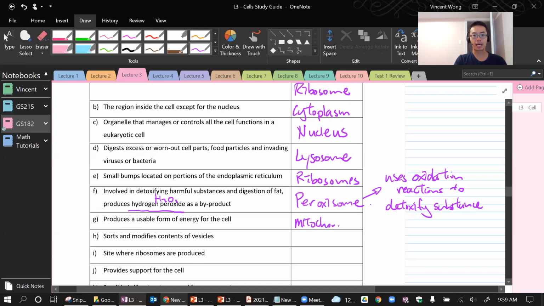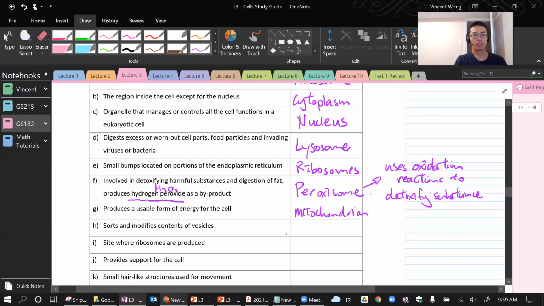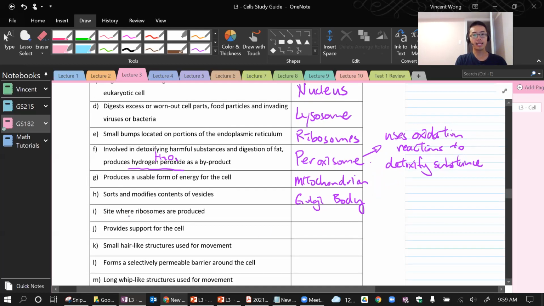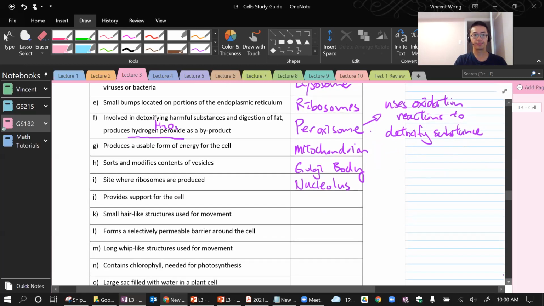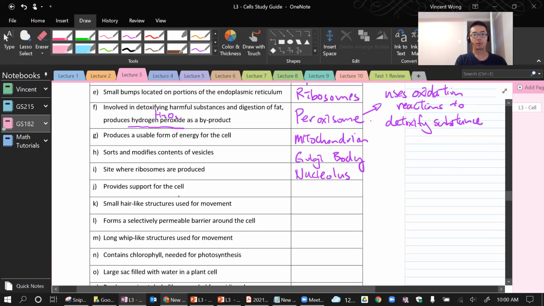Produce a usable form of energy for the cell. That is the mitochondria. Sort and modify contents, Golgi body. Site where ribosomes are produced, that will be inside the nucleus in something called a nucleolus. Provides support for cells, so cytoskeleton.